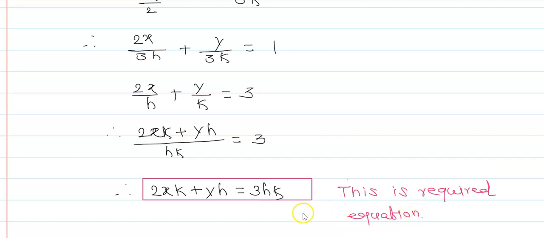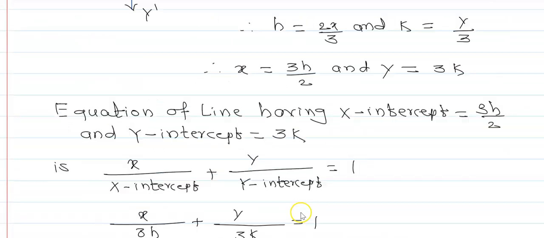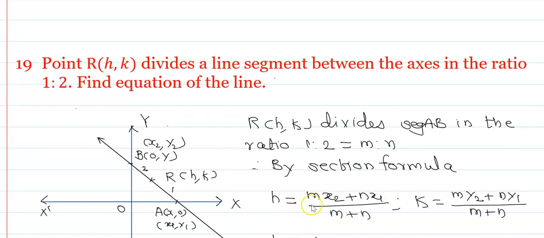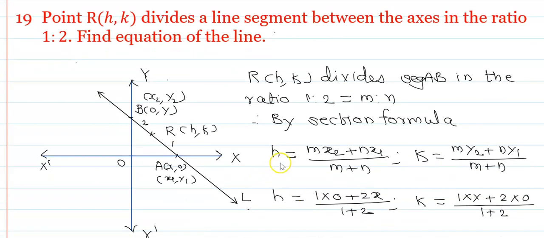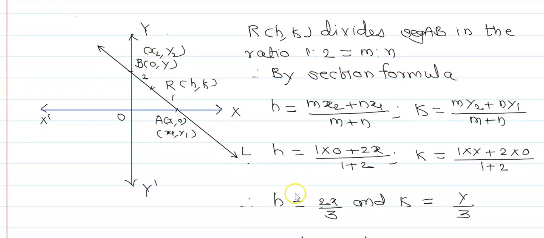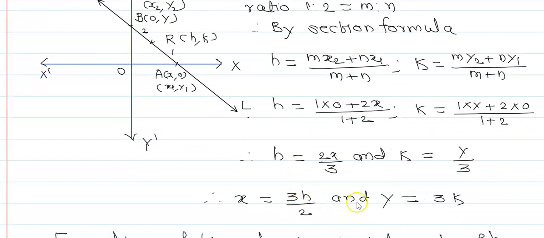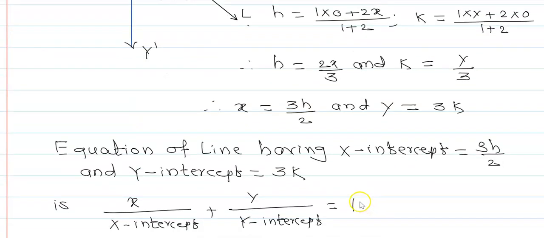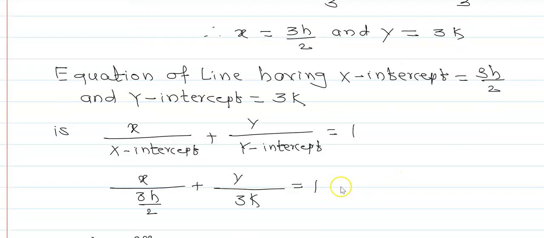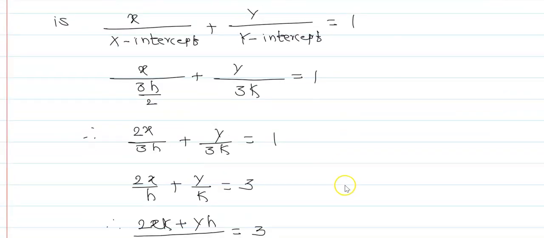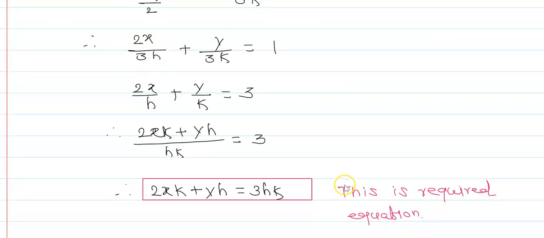You can see this. R is the point which divides AB in the ratio 1:2 by the section formula. Find the value of x and y in terms of h and k, and the equation of the line having the double intercept. X-intercept is 3h upon 2, y-intercept is 3k. Substitute the values and then you will get the answer.